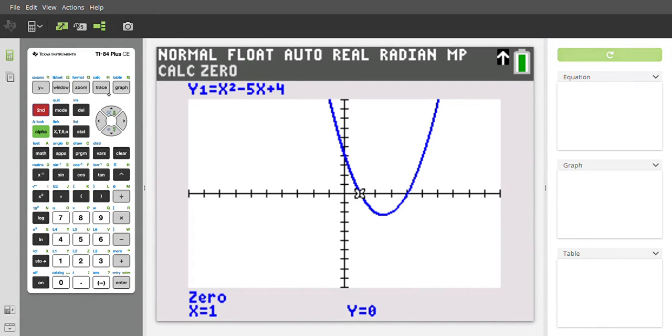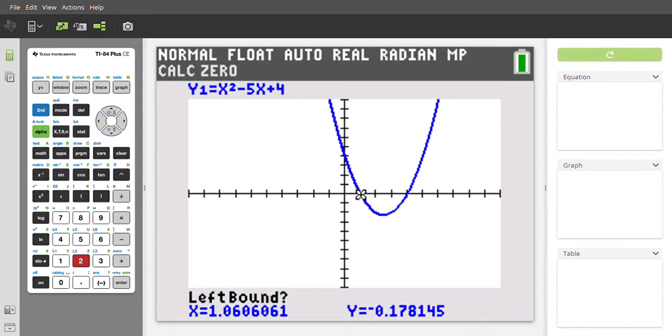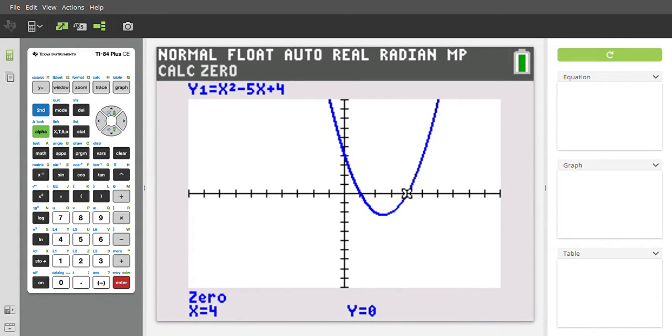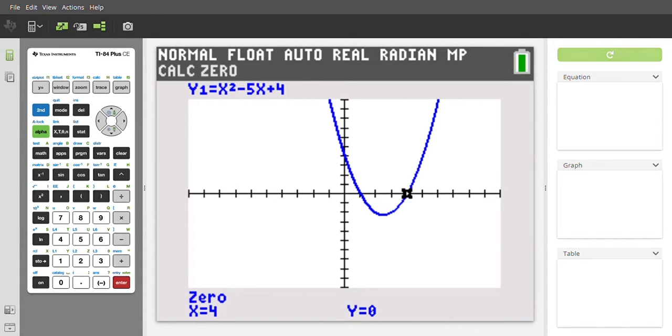I'm going to second trace, number 2. Now I need to get on the left side of the other x-intercept. That's close enough. Hit enter. Now it needs a right bound, so I get on the right side of the x-intercept, and then I make my guess, hit enter, and it gives me the other 0 at x equals 4, y equals 0.